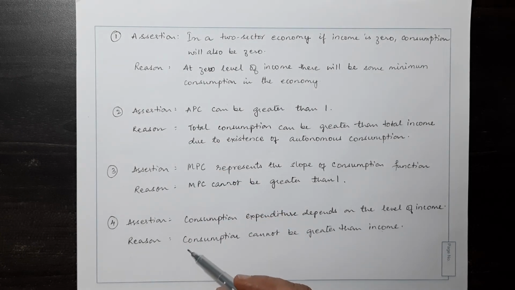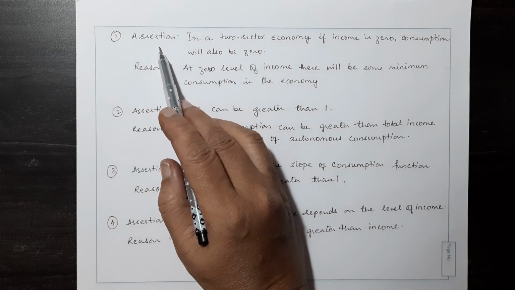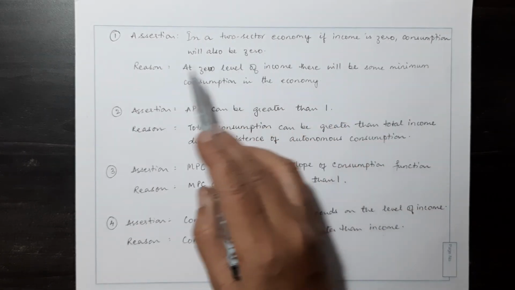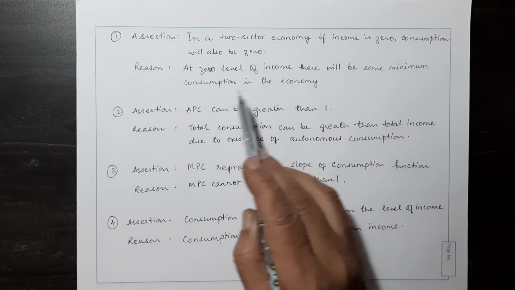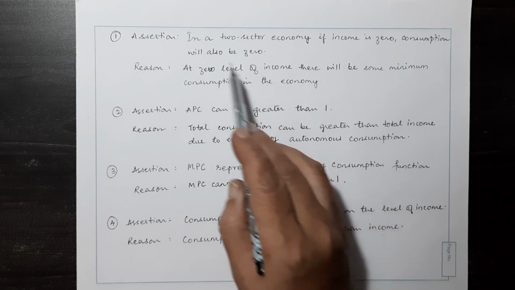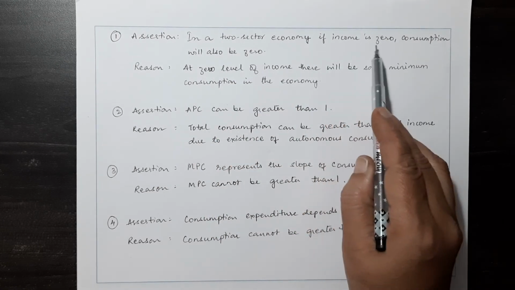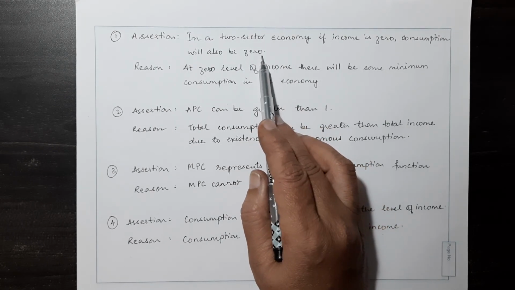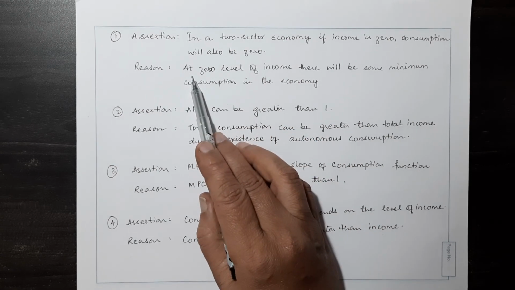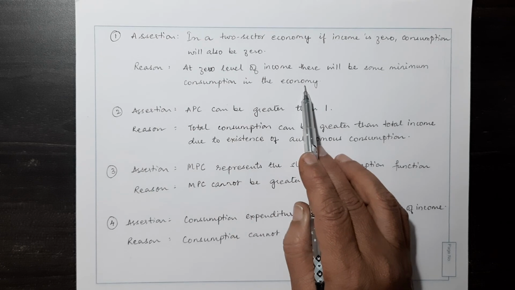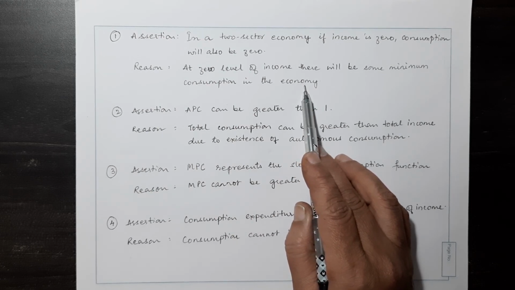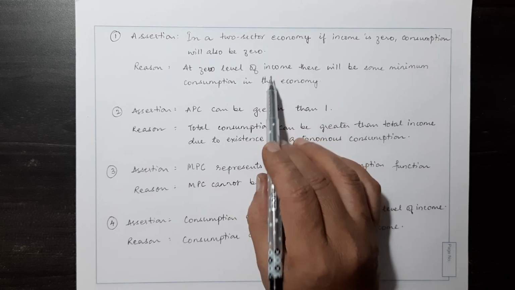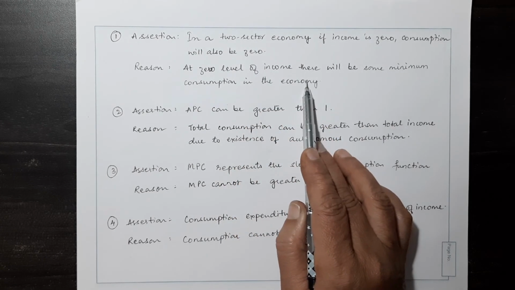I have here some four statements. The first one is assertion. In a two-sector economy, if income is zero, consumption will also be zero. And reason is at zero level of income, there will be some minimum consumption in the economy. Now the first sentence is, in a two-sector economy, if income is zero, consumption will also be zero. Is it true? No. It is a false statement. But look at the reason. At zero level of income, there will be some minimum consumption in the economy. The reason is correct, isn't it? But assertion is a false statement. So here we will write option D. A is false, but R is true.